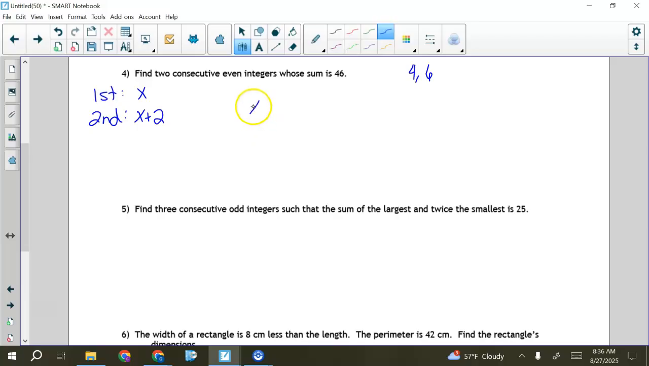So that's going to be your second number. So you go x plus, and then the second number was x plus 2 equals 46. So go ahead and finish that one up, and then tell me what your 2 numbers are. Blank and blank.